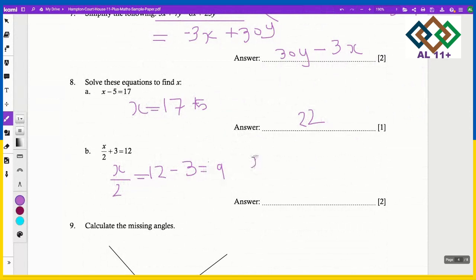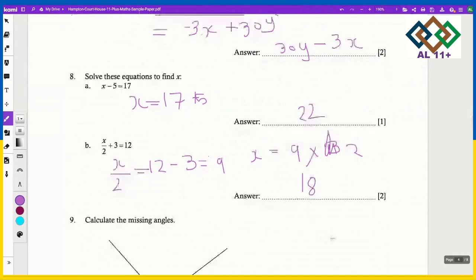But then I have to take the x 2 away. To do that, remember I told you the sign changes. So your divide will become multiply. Oh, sorry, it'll be 2. 9 multiplied by 2, that's 18.